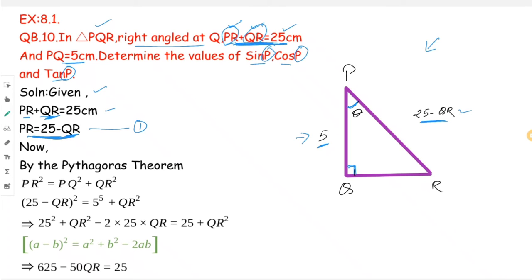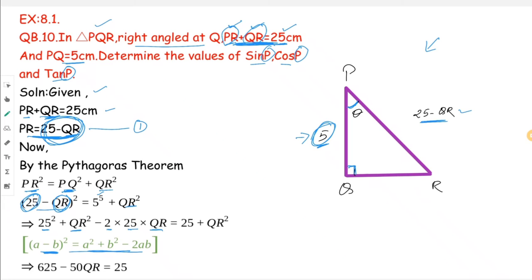Let's try to find it by using the Pythagoras theorem. The square of the longest side is equal to the sum of the squares of the other two sides. So what is PR? We already got it as 25 minus QR. I'm writing it down here, 25 minus QR. PQ is already given as 5, so 5 square, and then QR square. So this becomes a minus b the whole square. What is the formula for a minus b the whole square? a square plus b square minus twice ab. We are using this formula here now.